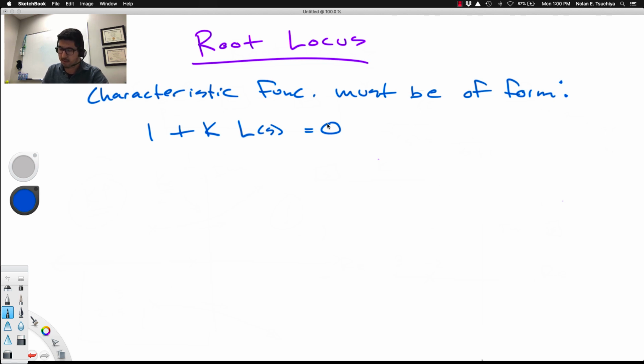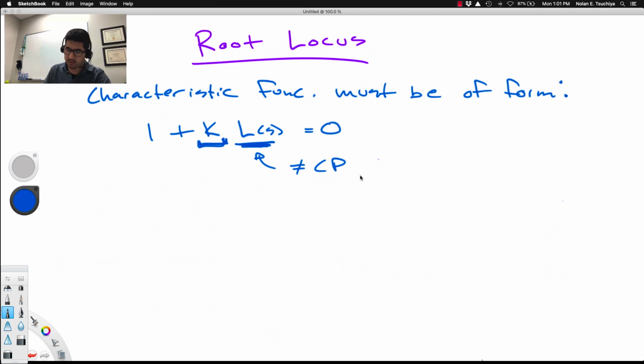In that case, what you would do is plug in whatever controller and plant transfer function you have and basically ask yourself if it's in this specific form. In other words, it's 1 plus k, the gain by itself, times a bunch of other stuff. And this bunch of other stuff is not necessarily equal to Cp. It will depend on the specific controller and plant that you plug in to your characteristic function.